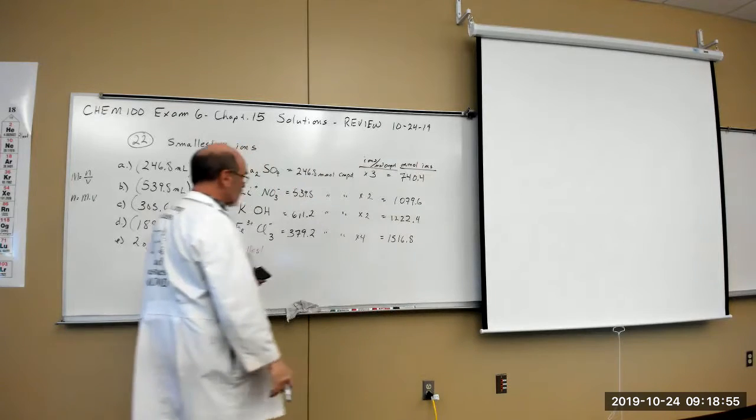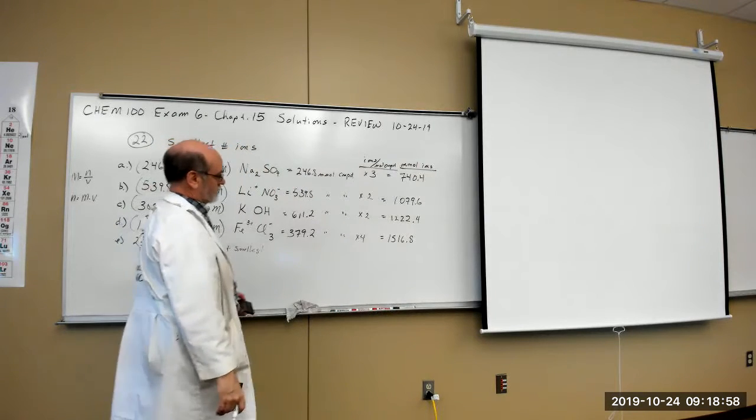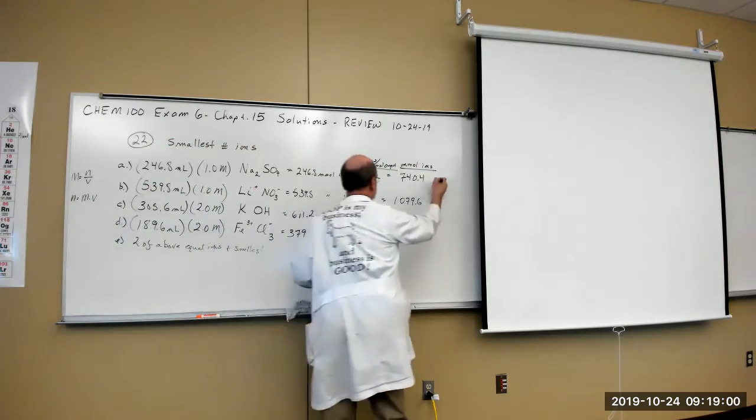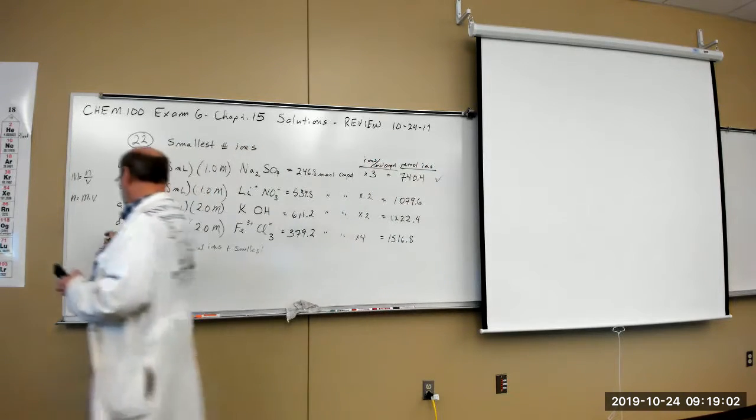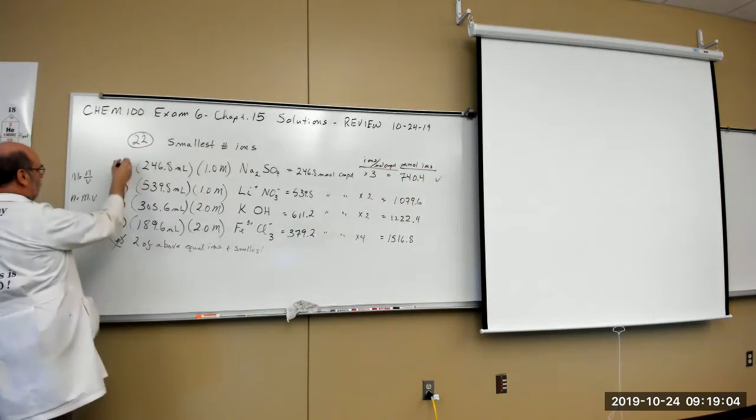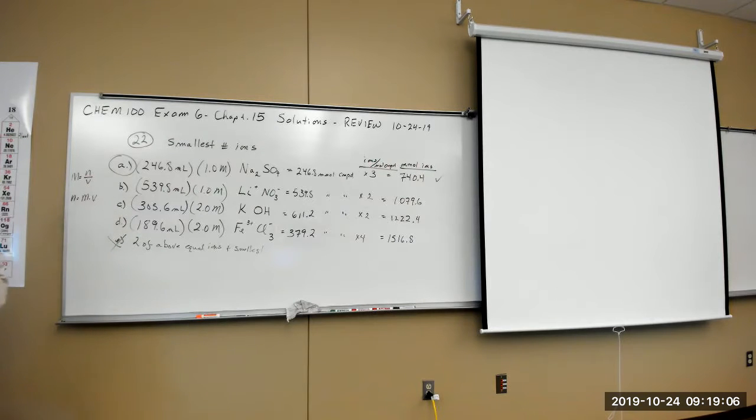All right. So the least number is the first one, right? This is the first one. That means E's not it. A. Yeah. Agree with the answer sheet. That's always a good sign. If I don't agree with the answer sheet, then I've got to go say who's right.